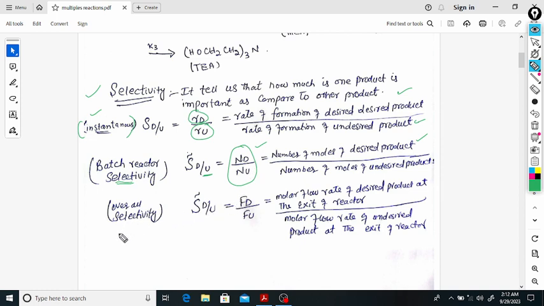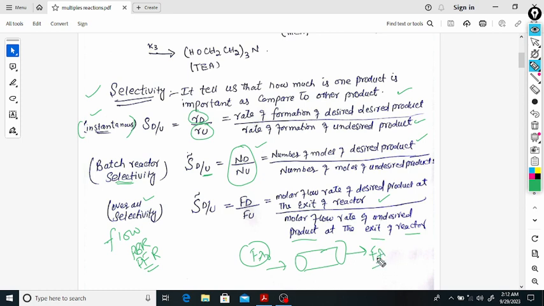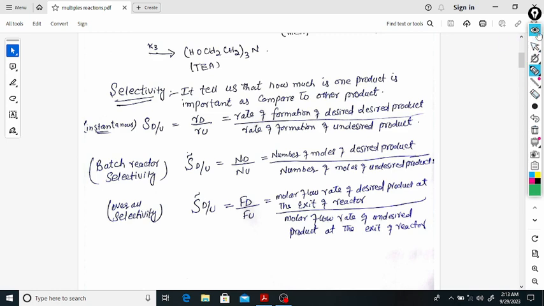And for the flow reactor, the plug flow reactor (PFR) or packed bed reactor (PBR), we will use the overall selectivity, which depends on the molar flow rate of desirable product at the exit of the reactor divided by the molar flow rate of undesirable product at the exit of the reactor. So it depends on the flow. For example, this is component A, the molar flow rate of A at the inlet condition, and this is the molar flow rate of A at the outlet condition. So it depends on the desired and undesired product at the exit of this reactor. This is for the plug flow and packed bed reactor. So this is about the selectivity.